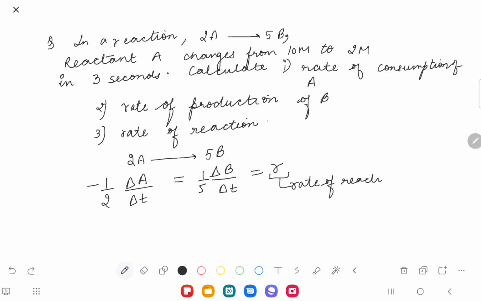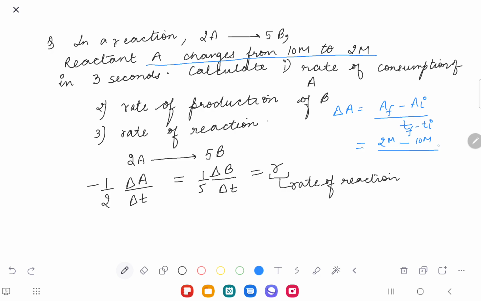Yes. But the information in the question has been given that A changes from 10 molar to 2 molar. So for me, delta A would be what, Shruti? A final minus A initial over change in time, that means T final minus T initial. So what is A final? 2 molar, right, minus 10 molar, over time.